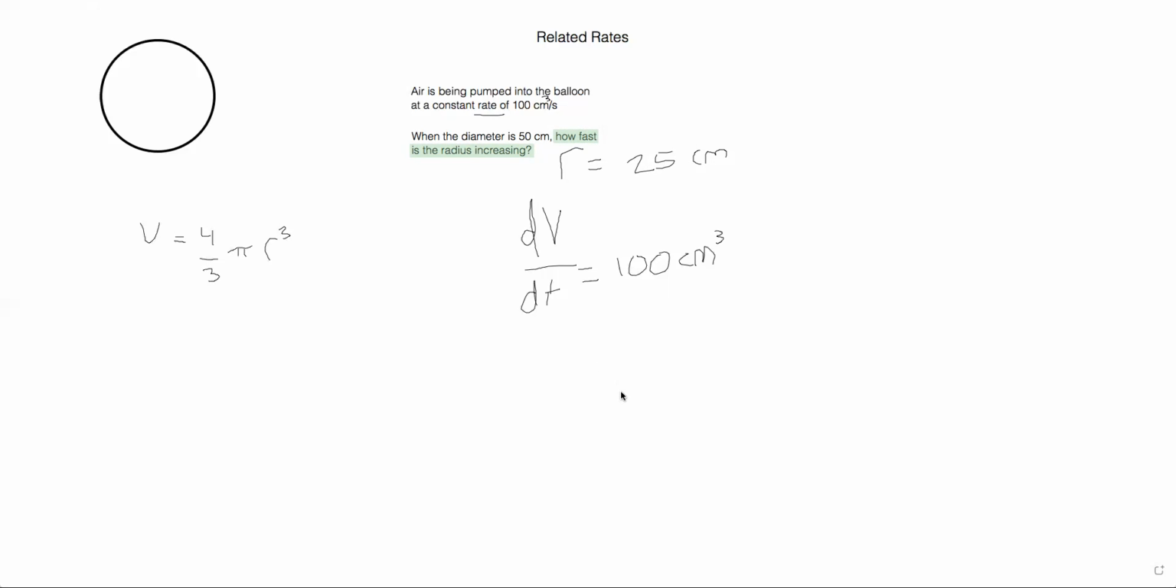Okay. So what do you think the significance of that would be? Well, there's a directly proportional relationship between volume and radius.